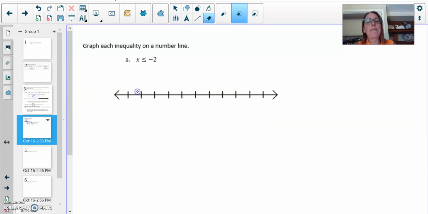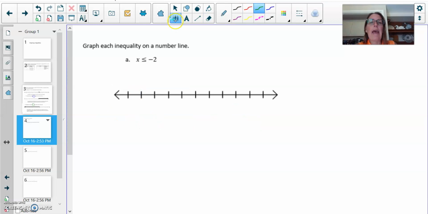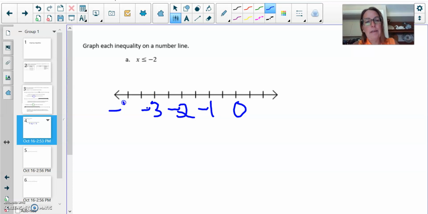Okay, so graph each inequality on a number line. x is less than or equal to -2. So on my number line, I'm going to start by putting -2 in the middle. I'm going to go 2 values either side of it, just like I did before. Now, because there is an equal sign in my inequality symbol, that means that -2 itself is part of my solution. It makes the inequality true. And then I'm looking at all numbers that are less than -2, so I would shade towards the left.